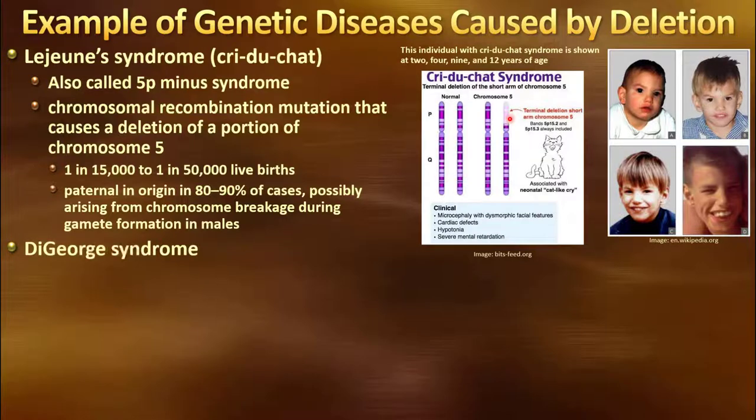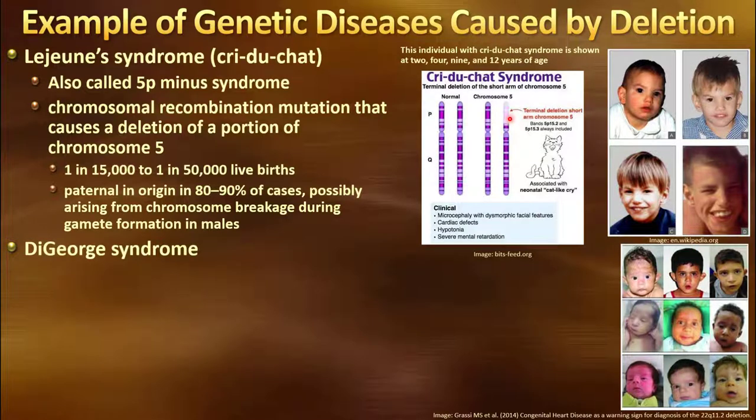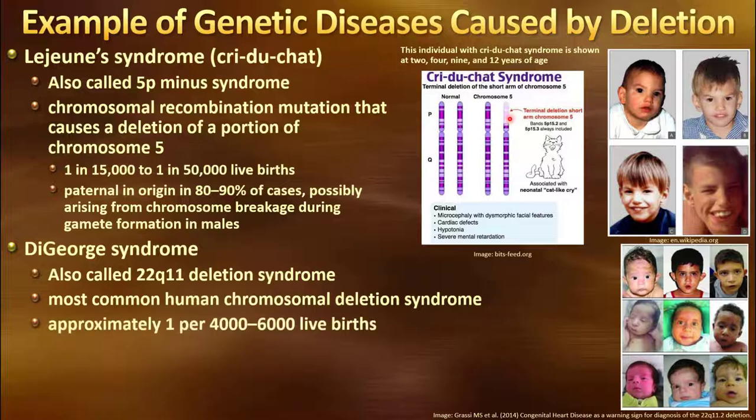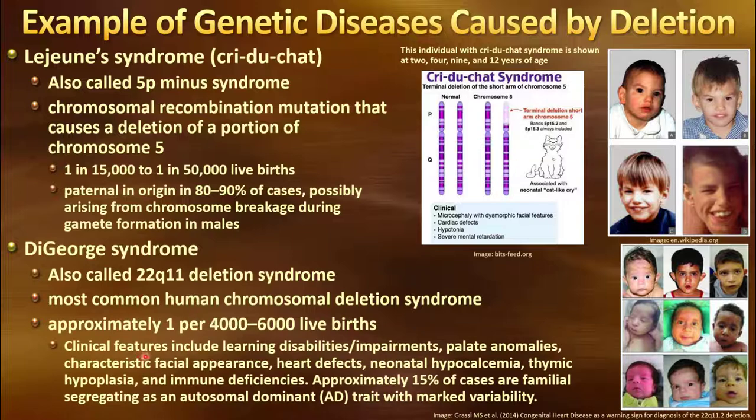The second one we'll look at is DiGeorge syndrome. DiGeorge syndrome is called the 22q11 deletion, so we're looking at chromosome 22, and the Q arm of that chromosome has a deletion on it. This is the most common human chromosomal deletion syndrome, about 1 in every 4 to 6,000 births. Here we see some of the clinical features associated with this syndrome.